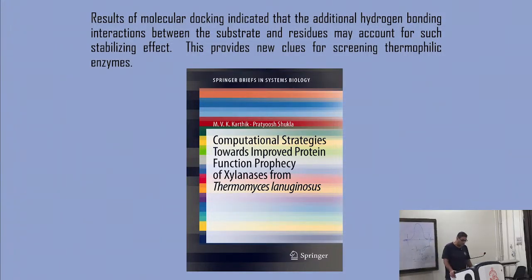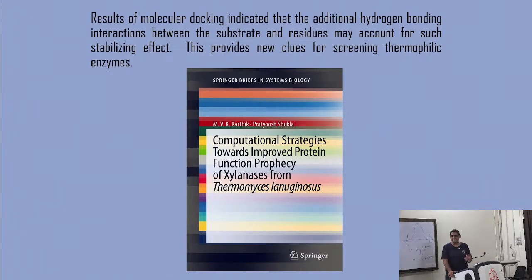And the whole study, computational strategy, is published. It is in the form of a book, that is a Springer Briefs in Systems Biology. We are not able to study all the mutants. Still, we have the data for all the mutants, the docking, simulation, and other strategies. So it is a small book, maybe probably 40 pages.